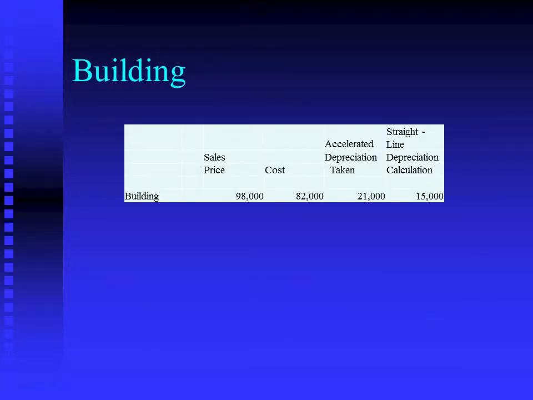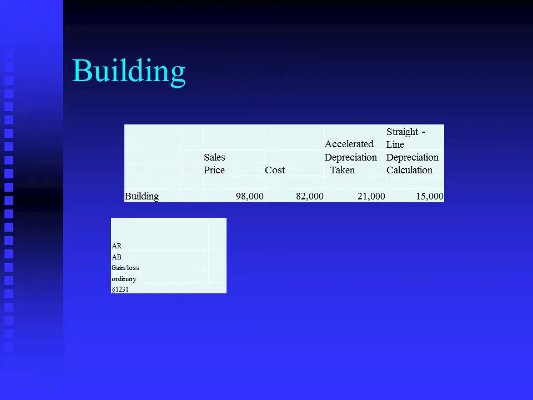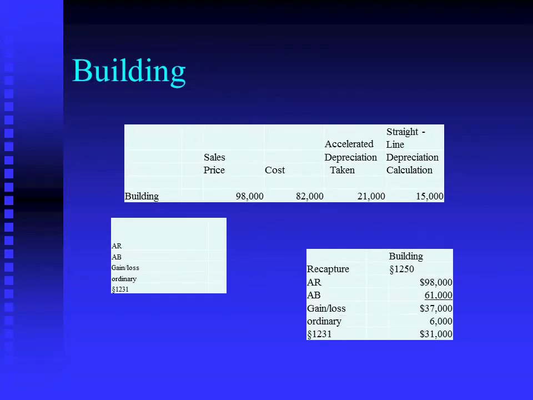And here's our building. Remember, building's going to use the excess rule. So if you look at our accelerated depreciation and what straight line would have been, the difference is only 6,000. So that's the maximum amount of the gain that could be treated as ordinary gain. So same process. And here's your answer. The total gain was 37,000. So 6,000 will be ordinary. The rest will be 1231.